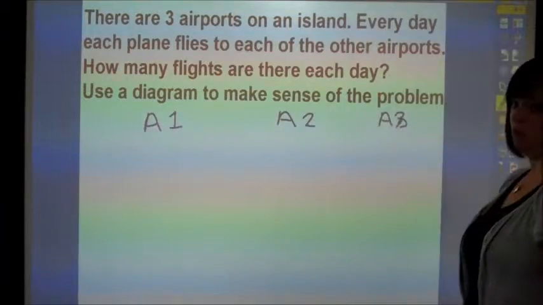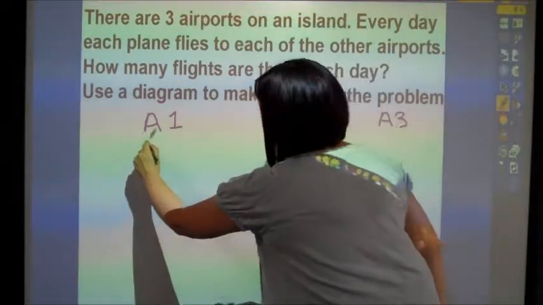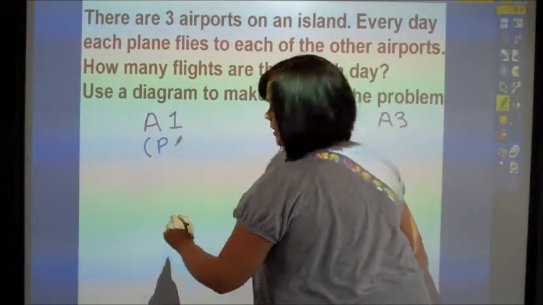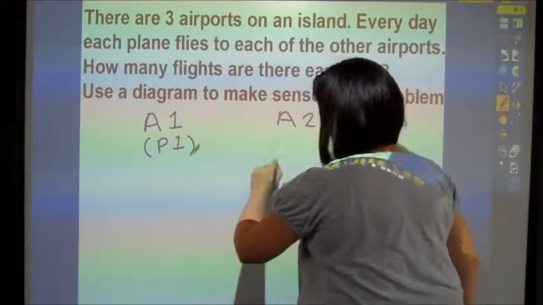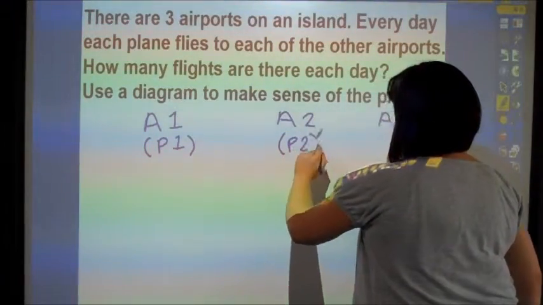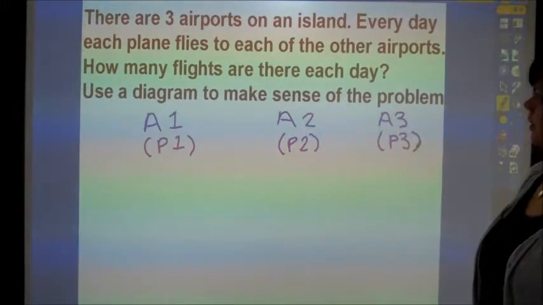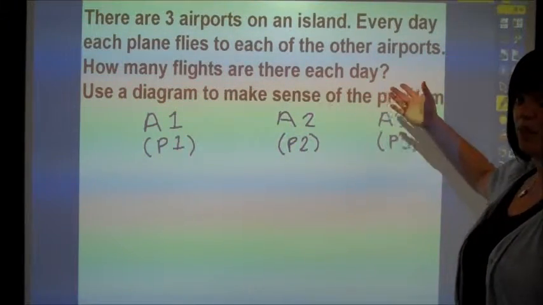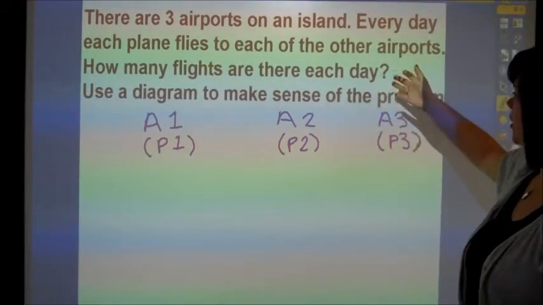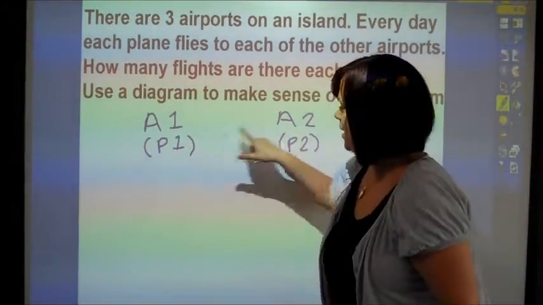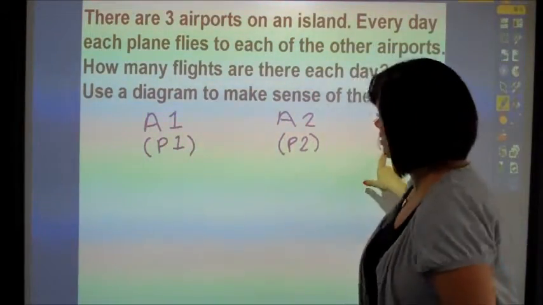In each of these airports there's a plane. I'm going to call it P. Plane 1, plane 2, plane 3. Okay, that's the information I've got from that question so far. There are 3 airports, and every day each plane from the airport. So they've got a plane in each airport.